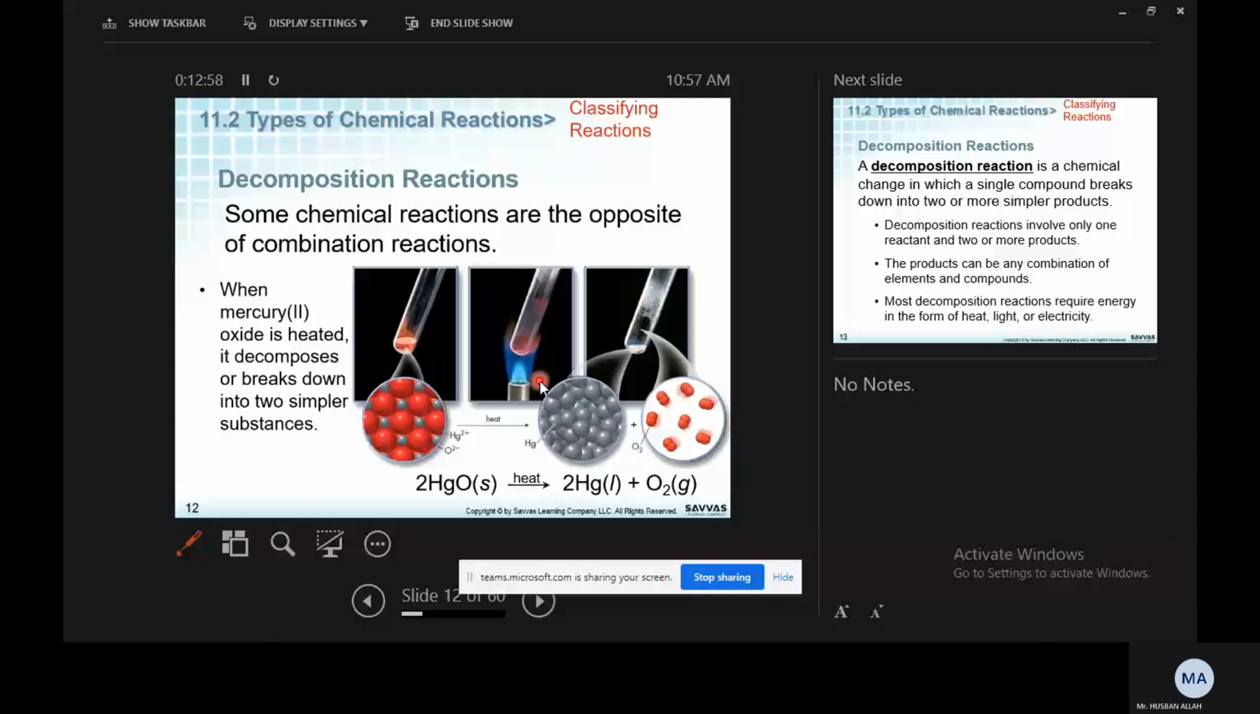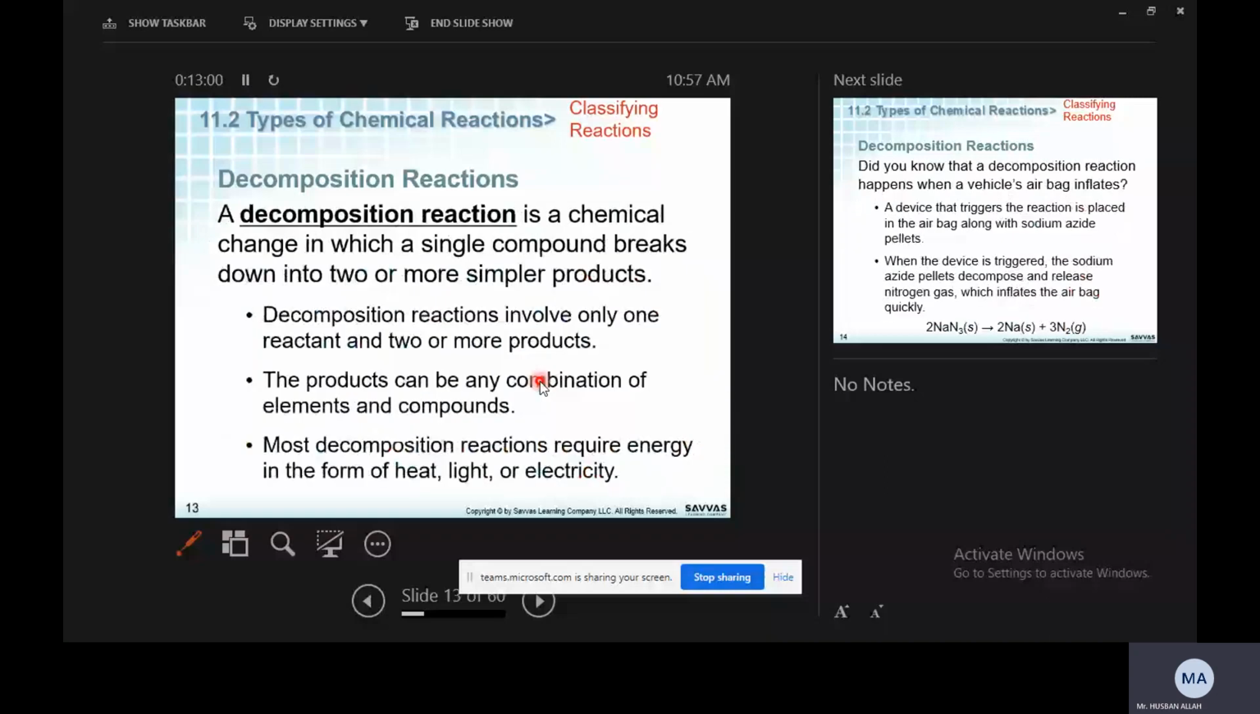Okay, next we have decomposition reaction. A decomposition reaction is a chemical change in which a single compound breaks down into two or more simple products, right? A decomposition reaction involves only one reactant and two or more products. The number of products is not specific; it can be two, three, or more. But the reactant should be one. The product can be any combination of elements and compounds. It can be an element or it can be a compound.